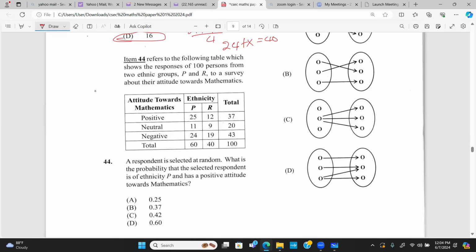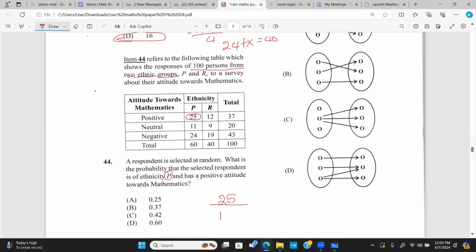Item 44 refers to the following table, which shows responses of 100 persons from 2 ethnic groups. We have P and R in the survey. A respondent is selected at random. See that? This is random. This is already over 100. Select at random. What is the probability that the selected respondent is of ethnic group P and has a positive attitude towards maths? So positive attitude towards maths is 25.